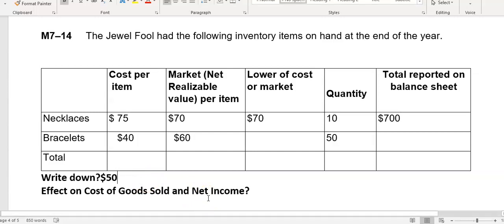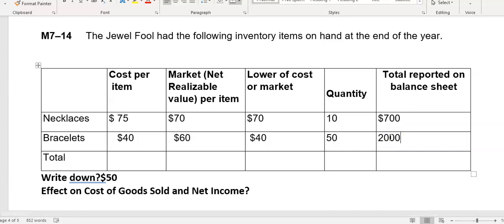Now let's look at the bracelets. The bracelets originally cost the company $40, and those same bracelets now would cost the company $60. So the rule states that we have to report at whichever is lower, cost or market, and in this case, the original cost is lower. They will remain in our inventory at $40 a piece, times 50 units, a total of $2,000. No write-down is required for the bracelets.